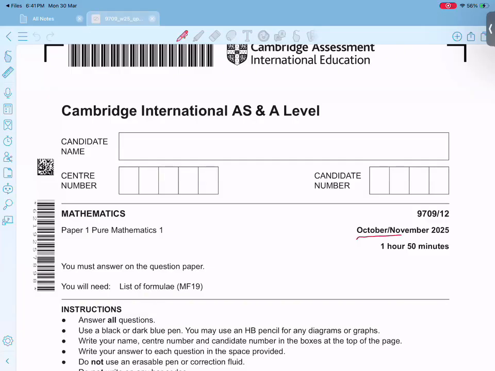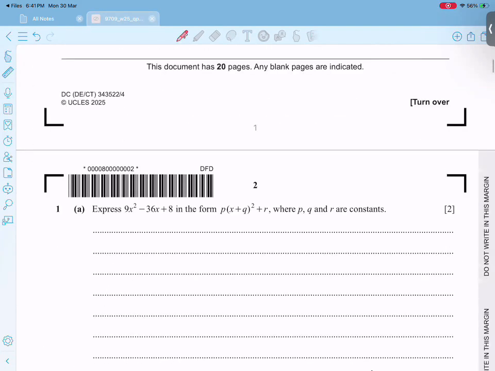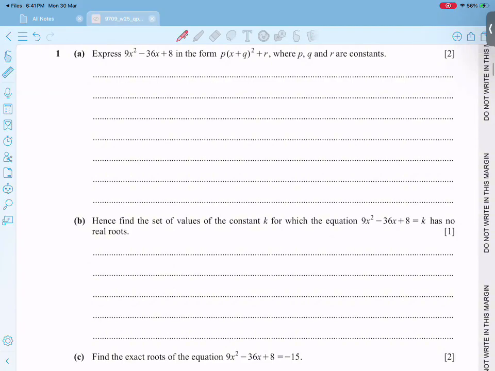Bismillahirrahmanirrahim. October 2025, second variant, complete pure paper. We are going to start, and question number one is completing the square.